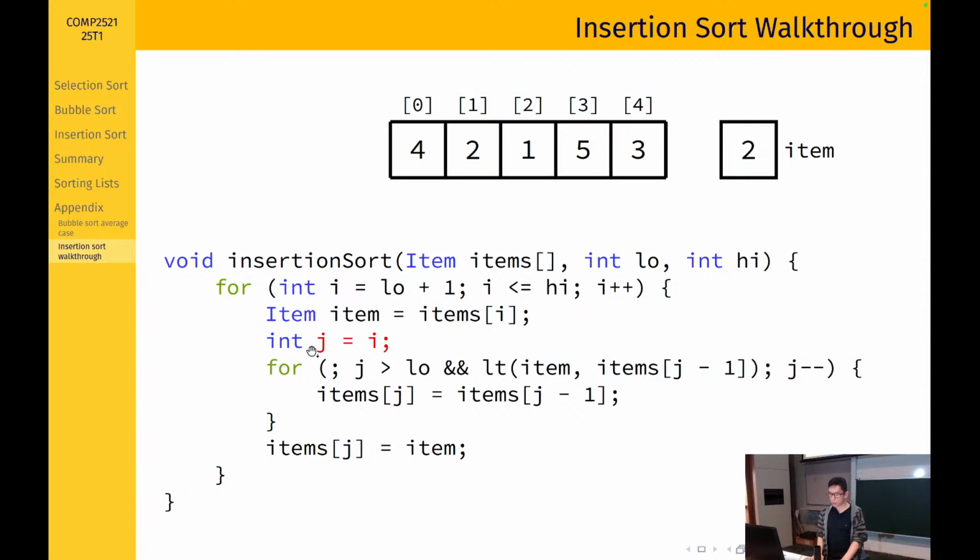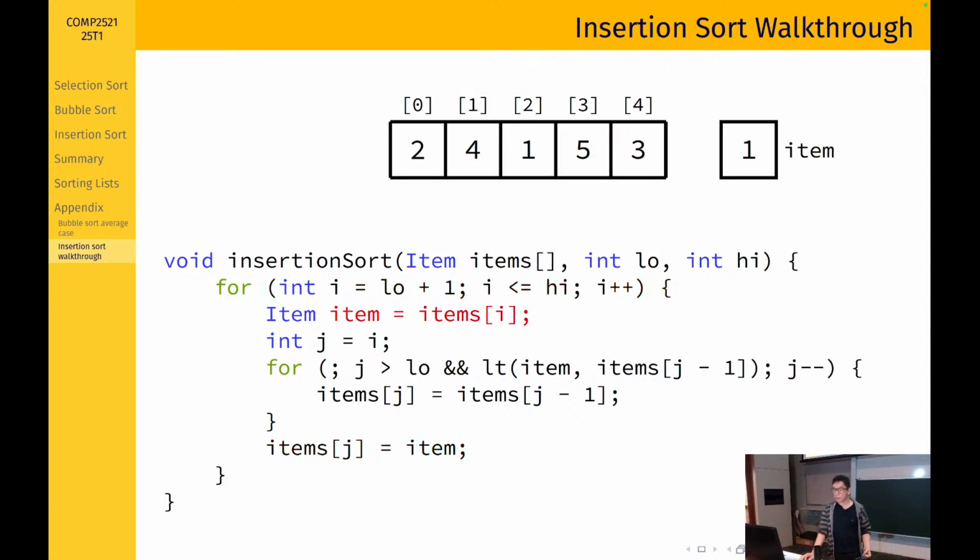And then we're going to initialize j to be equal to 1. Then we check if the item that we're trying to sort is less than the item to the left. So is it less than 4? Since it is, we shift the 4 over to the right, so now it's at index 1. Now we decrement j, so j is now equal to 0. Since j is equal to 0, we've reached the left end of the array, and we stop the for loop. Then we insert the item at index 0.